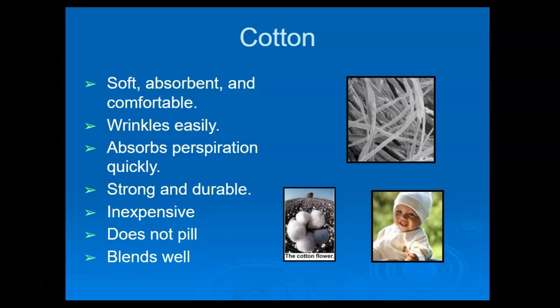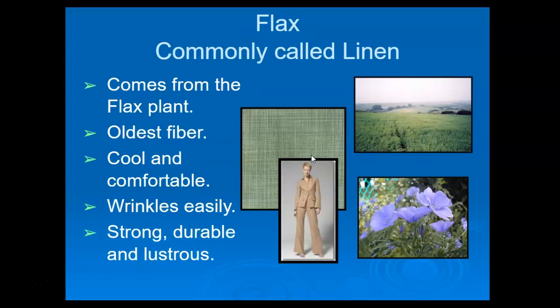Or if you buy a sweater that maybe doesn't have the highest quality cotton in it, and it gets little tiny balls on it, that is peeling. That's what that means. The fibers break more easily. Flax, commonly called linen, comes from the flax plant. It is the oldest fiber known to man. It's cool and comfortable. It wrinkles extremely easily. It's strong, durable, and lustrous. This is one of the strongest fibers as well.